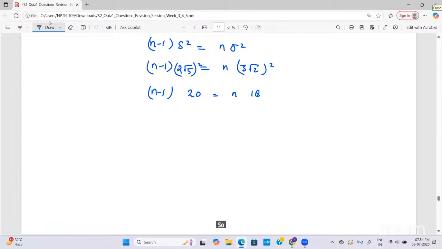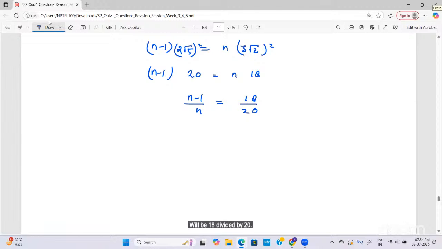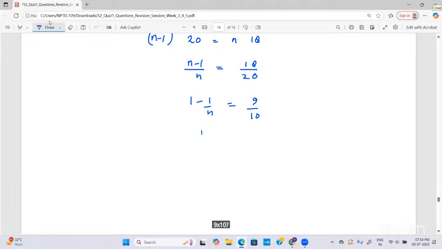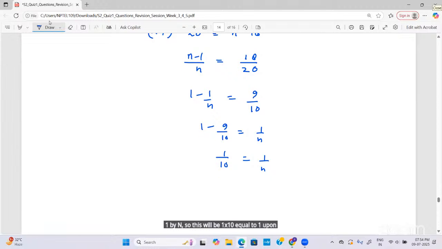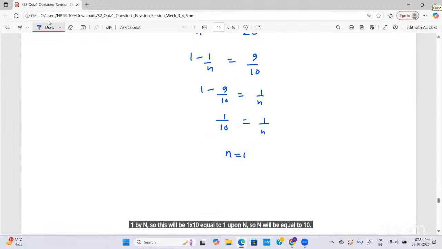So it is n minus 1 upon n will be 18 divided by 20. So 1 minus 1 upon n is 9 by the 10. So 1 minus 9 by 10 is 1 by n. So this will be 1 by 10 equal to 1 upon n. So n will be equal to 10. Yes, ma'am.